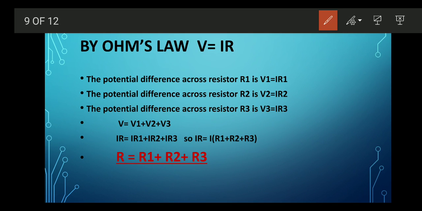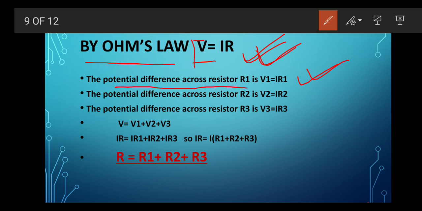So by Ohm's law, we know V is equal to IR. V represents the potential difference across the circuit, I is the current and R is the resistance. Now the potential difference across resistor R1, that is V1, will be equal to IR1 by using this Ohm's law. Similarly, the potential difference across resistor R2, V2, is equal to IR2, and similarly V3 is equal to IR3. Now we know V is equal to V1 plus V2 plus V3.